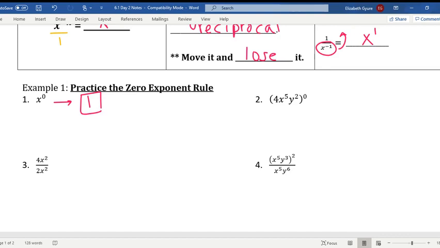Good. Now here on number 2, I have 4x to the 5th, y squared, all raised to the 0. Huh. Well, that's interesting. So remember, this is like our raise them high and multiply rule, right? I have my parentheses. But think about this. Technically, won't I be raising 4 to the 0? Wasn't 4 to the 0 just 1? And then won't I be raising x to the 5th to the 0 and y to the 2nd to the 0?